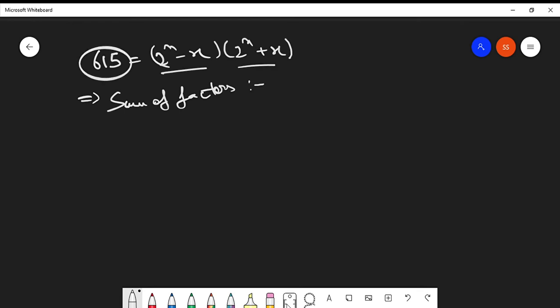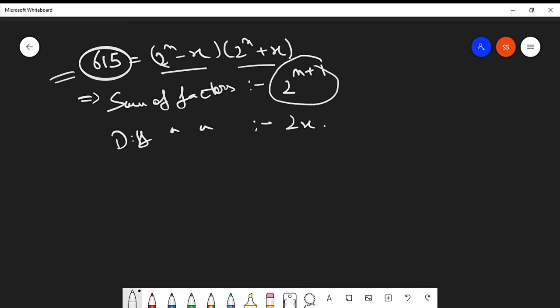Clear? So if these two are the factors of 615, then the sum of the factors is given as 2 times 2 to the power 2n, that is 2 to the power n plus 1, and the difference of the factors comes out to be 2x. Clear? So what we need to do is check for those particular factors of 615 whose sum is of the form 2 to the power n or 2 to the power n plus 1, any power of 2, and whose difference is an even number. Then we are done. Okay, so let's see.